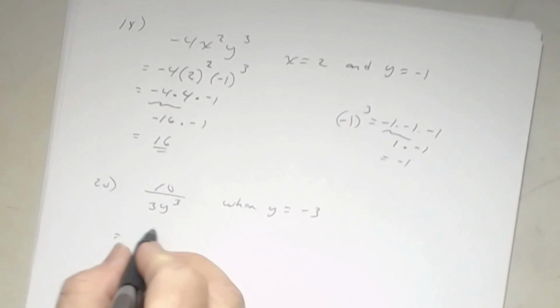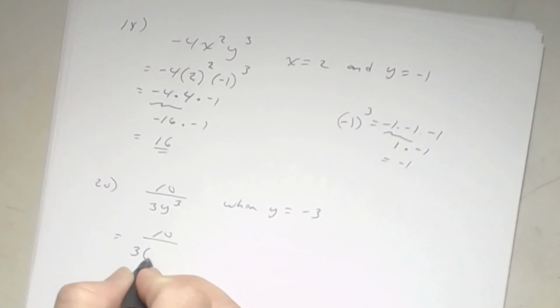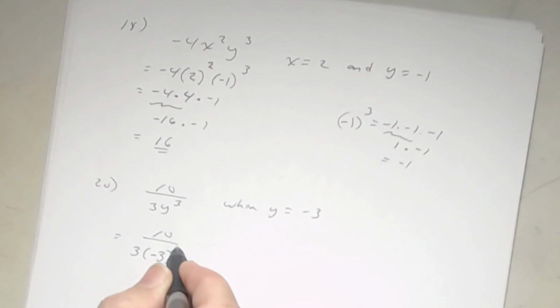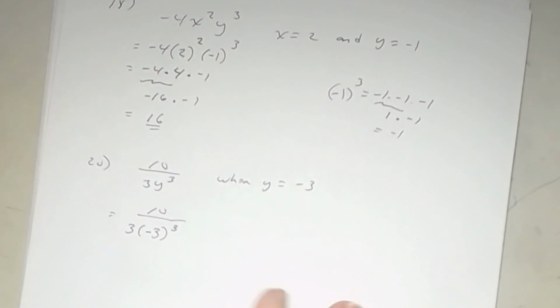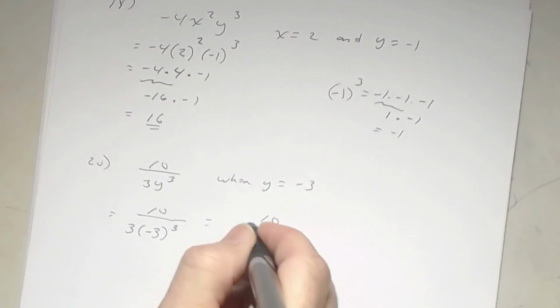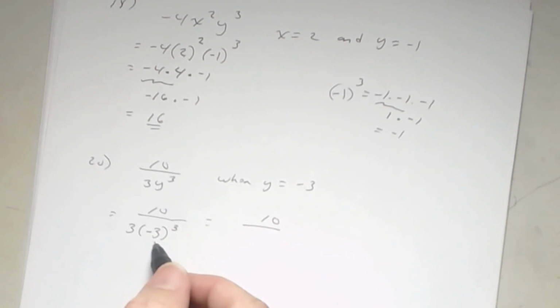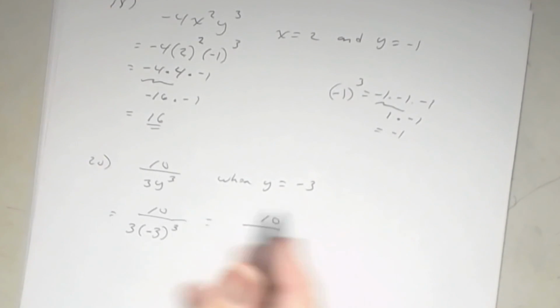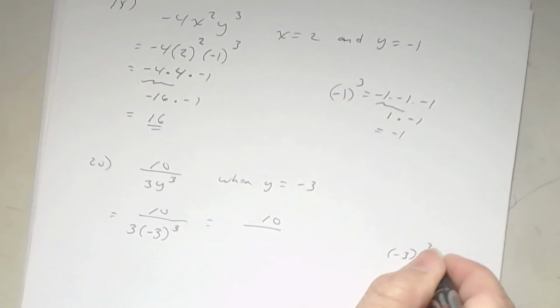So you're going to say 10 divided by 3 times, in parentheses, y. And what's y? And that's being raised to what power? The third, right? Yeah. So the numerator is 10. Now let's deal with the denominator. What's being raised to the third power? 3. Nope. Negative 3. So what's negative 3 times itself? I'm asking this. What's negative 3 to the third power equal to?